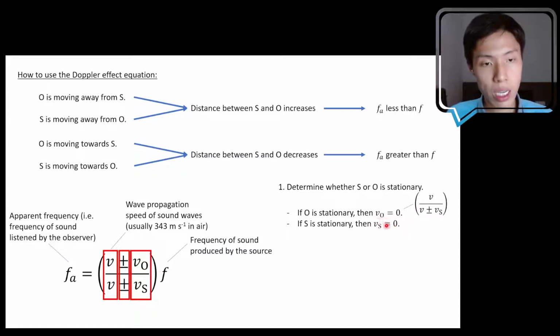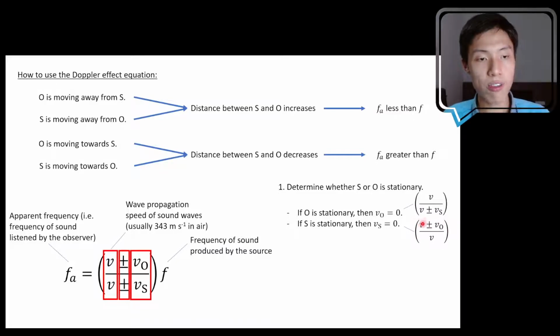If our sound source is stationary, then V subscript S will be equal to 0, and this part of the equation will disappear. Then what is inside our bracket will be the speed of sound in the medium plus or minus the speed of the observer moving, divided by the speed of sound in the medium. From this equation, you will modify what is inside this bracket in the next line. After you've determined step 1, you move on to the next line and simplify the bracket.